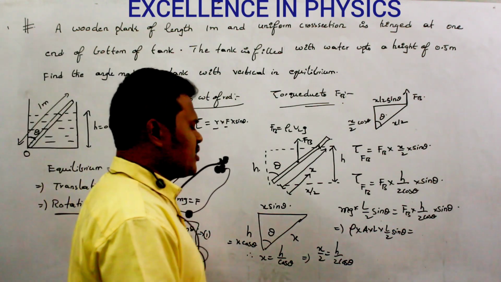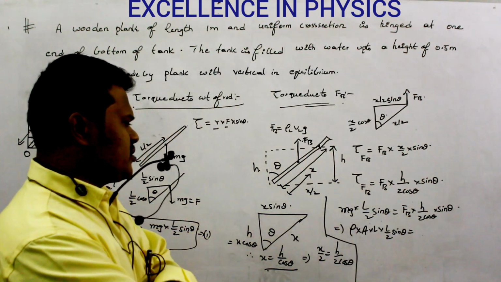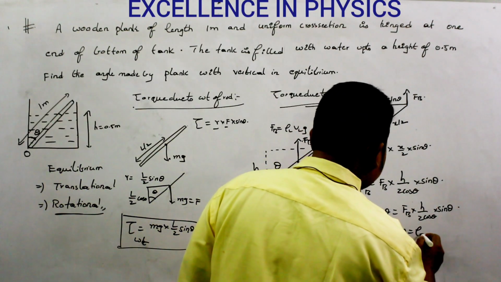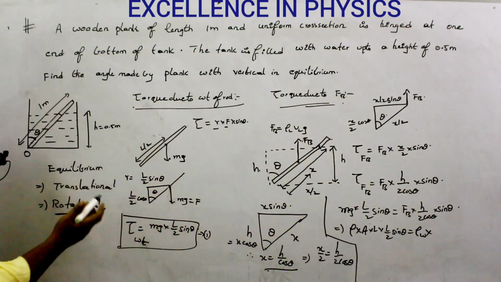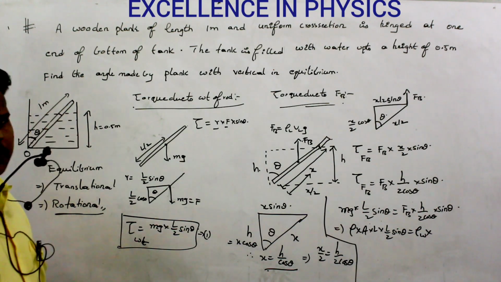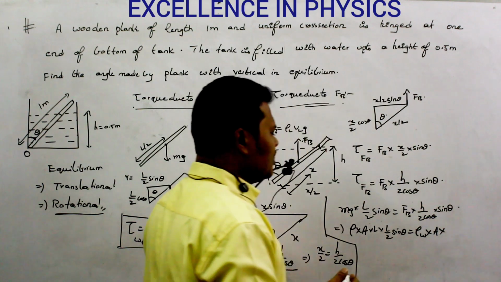Force of buoyancy is rho L VL g. We know the force of buoyancy is equal to rho L VL g. So rho L is the density of water and VL is the volume of liquid displaced, or I can say the volume of the body which is present inside water. And this volume can be written as area of cross section into length.